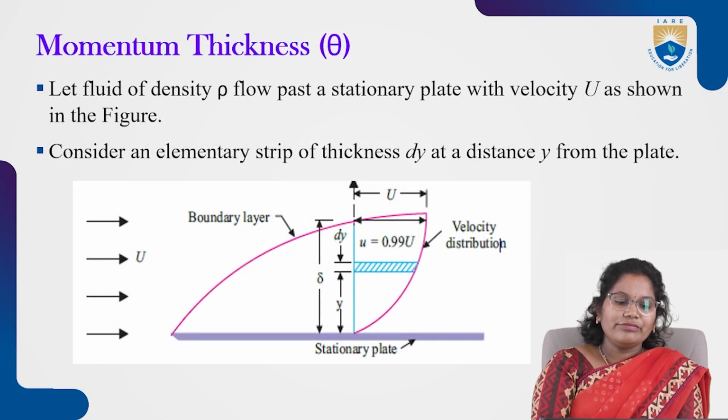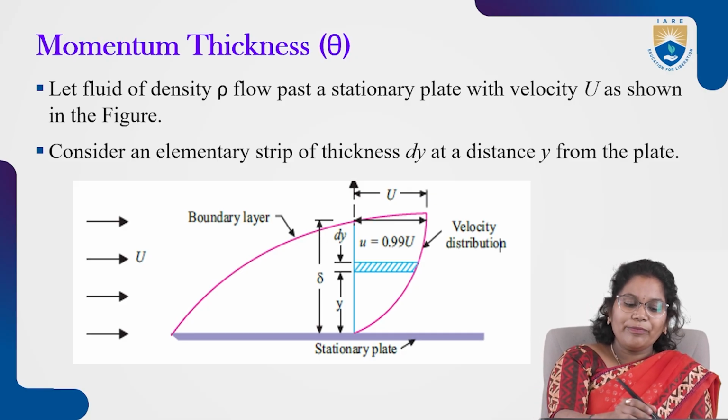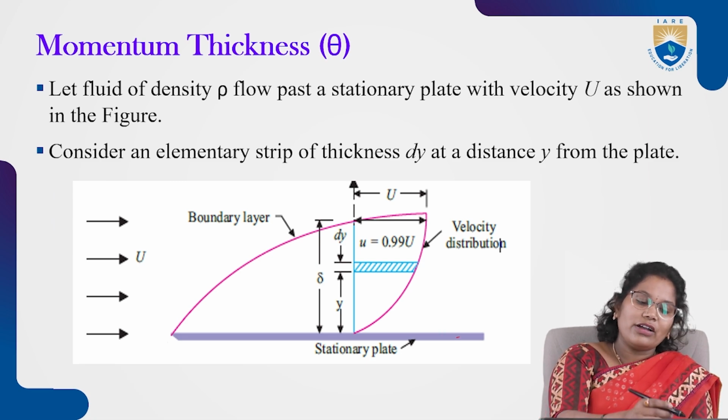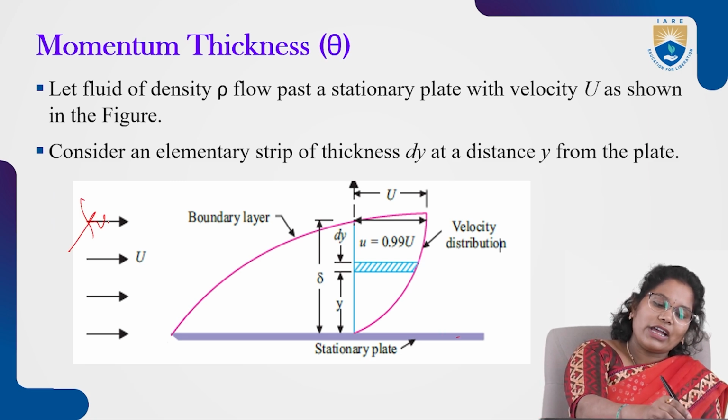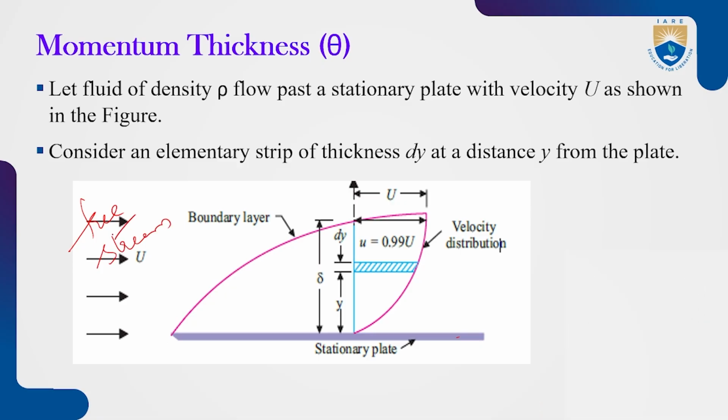Now we are finding the momentum thickness equation. Theta is what? Again, the same here: the stationary plate, and before entering the stationary plate, the velocity we call the free stream velocity, that is capital U. This is your velocity distribution, right? And on this we are taking a small elementary strip.